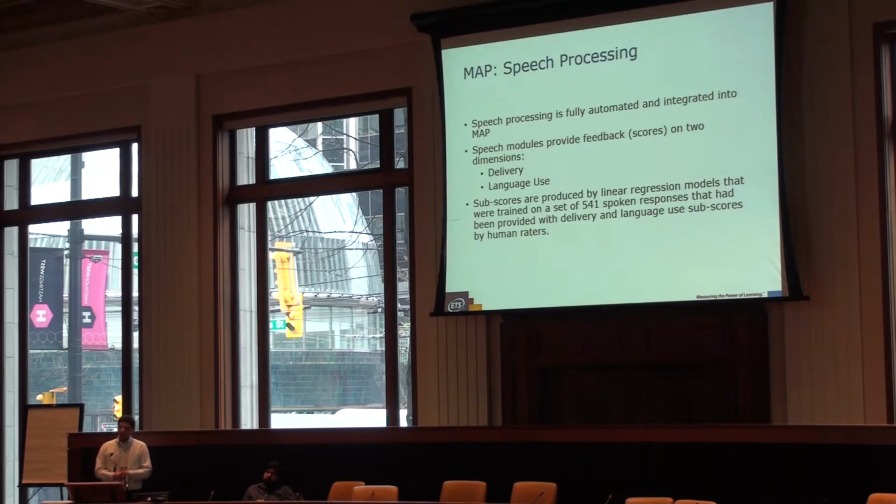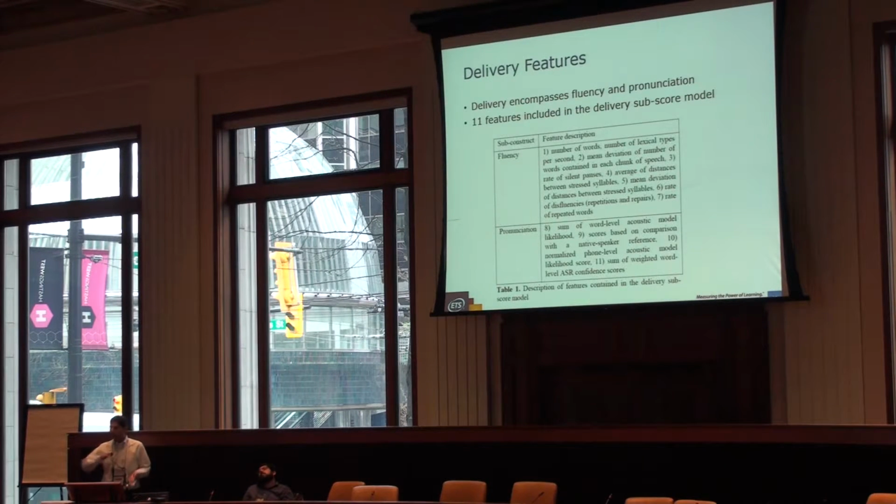The subscore models that we built for these are produced by linear regression, which was trained on approximately 541 spoken responses that were human-coded. Of course, for the low-level features that we extract from the data, in the case of delivery, we're talking about 11 features, from number of words, number of lexical types per second, mean deviations, and statistics of that, including some pronunciation features too. For instance, the sum of word level and phoneme level acoustic model likelihoods.